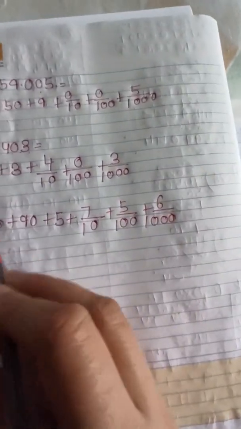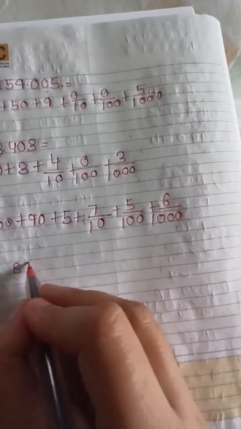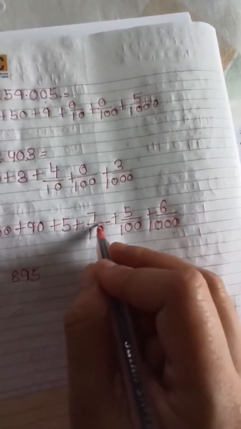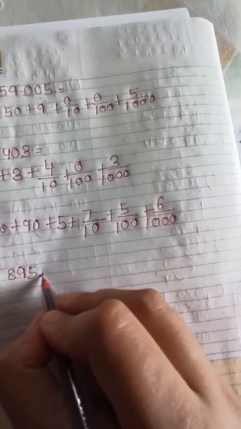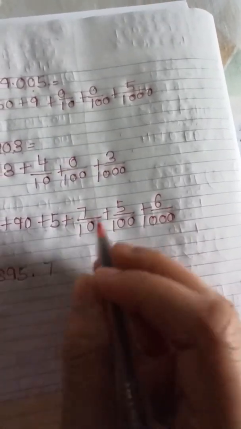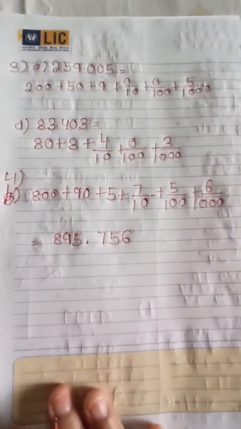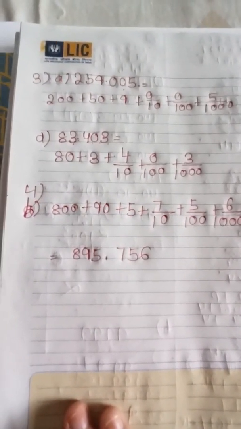So very easy. Write here 8. This is 9. Now this is 5. Now this comes after the decimal place, so we will write here the point. Now 7, 5 and 6. So in this way you have to write it in short form.